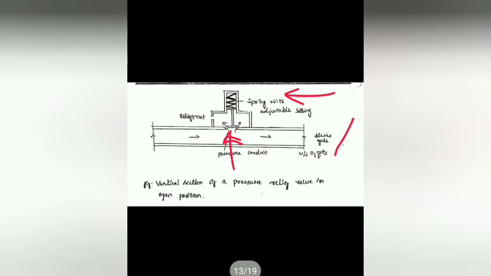Due to this, the water gets released and is taken out through the relief vent. When the pressure falls, the valve also automatically falls down into the closed position. This is how the pressure relief valve works. So by providing this, we can overcome the excess pressure that is present in pressure conduits or pipes.